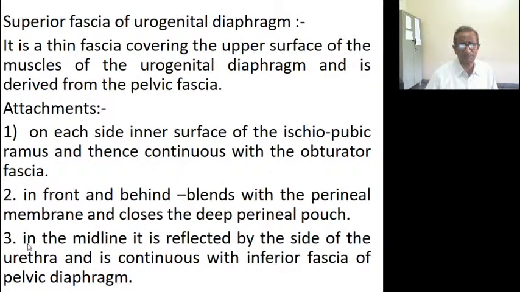In front and behind, it blends with the perineal membrane and closes the deep perineal pouch. The deep perineal pouch is closed because this superior fascia and the perineal membrane merge with each other in the anterior and posterior aspects of the urogenital diaphragm. In the middle, it is reflected by the side of the urethra and is condensed with the inferior fascia of the pelvic diaphragm.